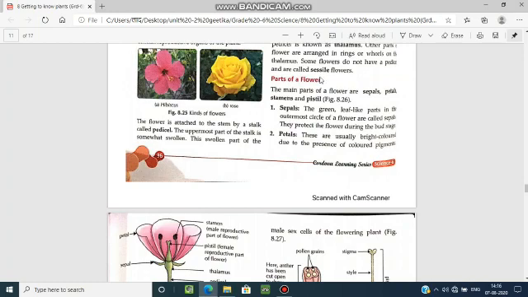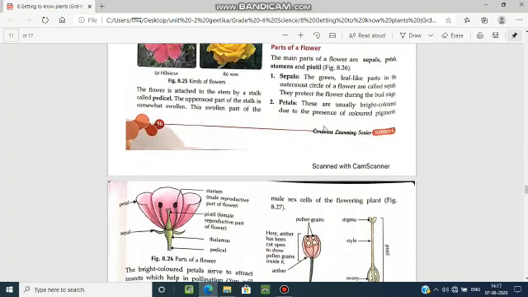Now, parts of a flower. The main parts of a flower are sepals, petals, stamens and pistil. What are sepals? The green leaf-like parts in the outermost circle of a flower are called sepals. They protect the flower during the bud stage. So the outermost part, this green colored part, is called sepal, and they protect the flower when the flower is in bud stage.